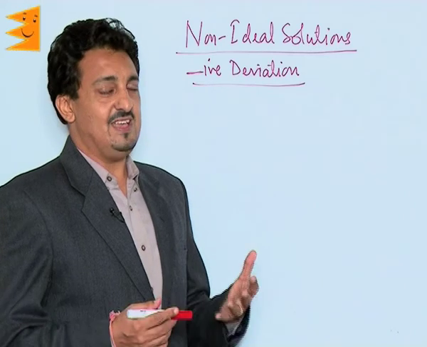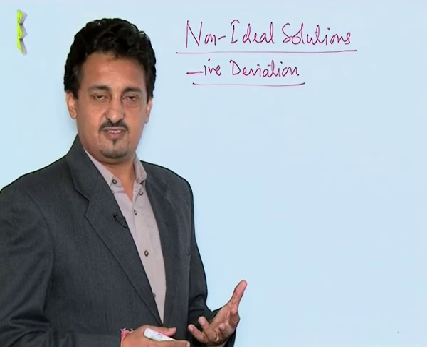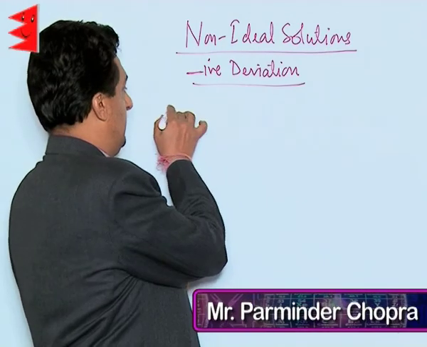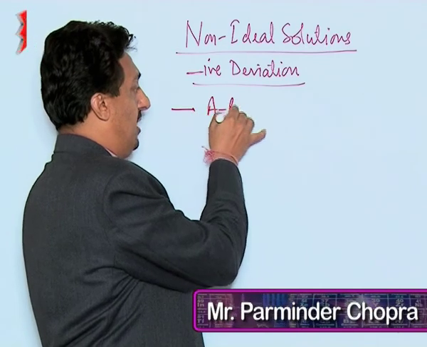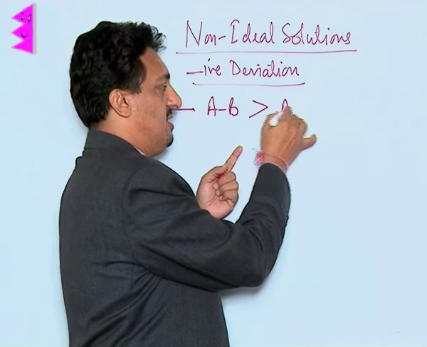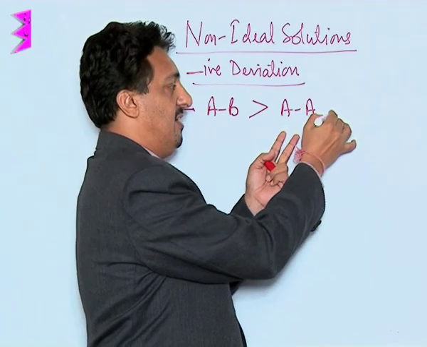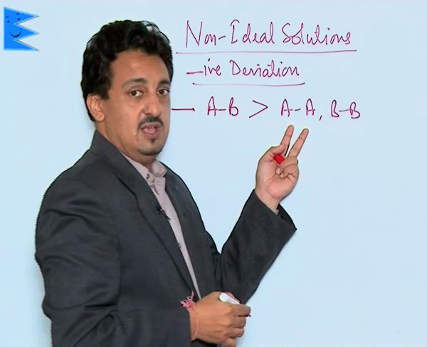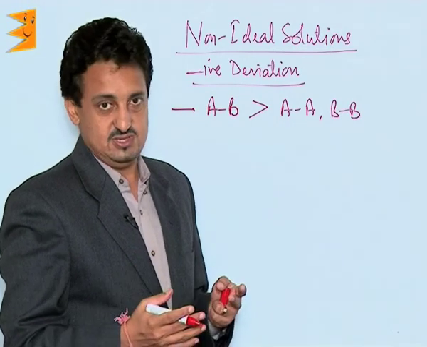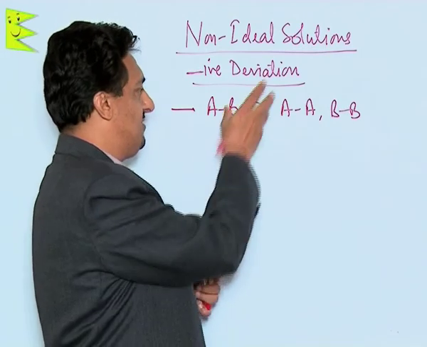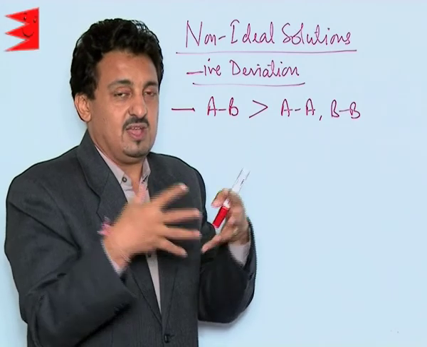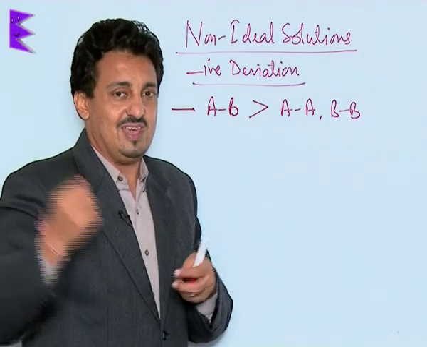Negative deviation. Now let us see non-ideal solutions with negative deviations. The solutions in which the intermolecular forces between solute and solvent are found to be stronger than what they were having individually between solvent-solvent and solute-solute molecules are called the non-ideal solutions with negative deviations. I'm repeating again. What happens in these solutions is the intermolecular forces between solute and solvent become stronger than they used to be in their individual cases.